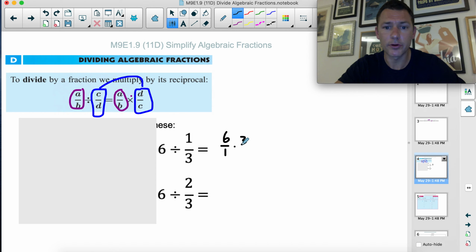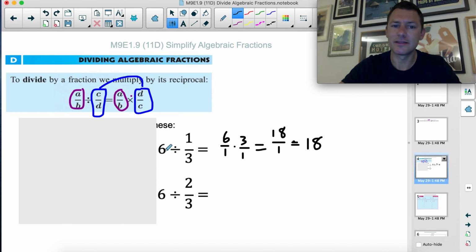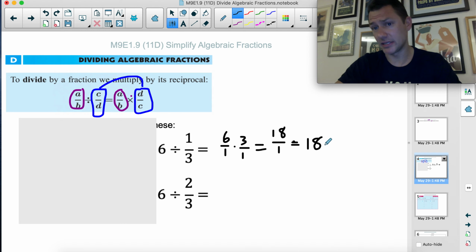The reciprocal of 1/3 is 3 over 1. And so then we multiply everything on top and everything on the bottom. Neat. And so you should just get 18, right? Don't leave it as 18 over 1, just leave it as 18. And that kind of makes sense. This kind of means like 6 is a third of what number? It's a third of 18.